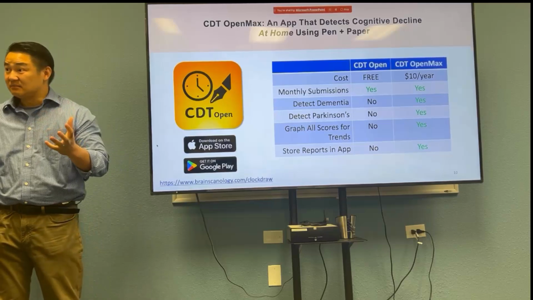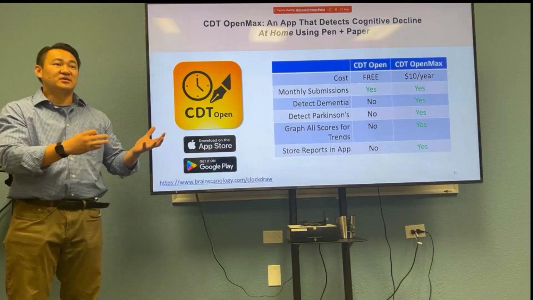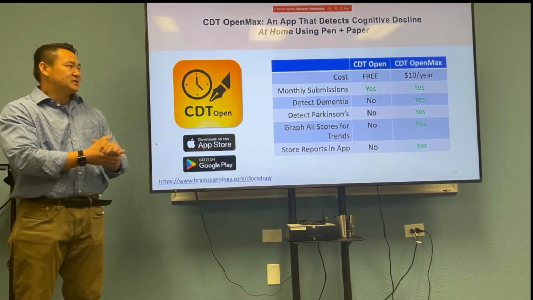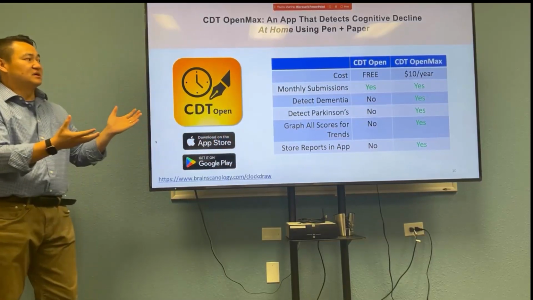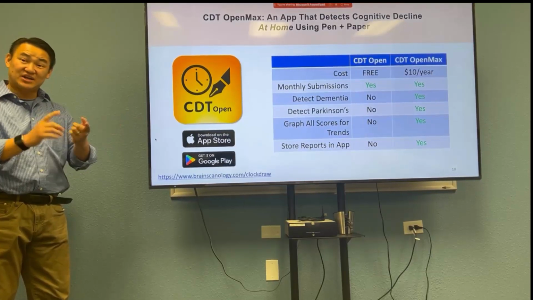UTIs cause delirium, right? When you're delirious, yes, you're going to draw a weird clock. But when the infection's gone, your clock reverts to being normal again. Without somebody in there asking you 20 questions, in addition to reading your report, it's really hard for one report to say, oh yeah, you have dementia, when it could be you're dehydrated.